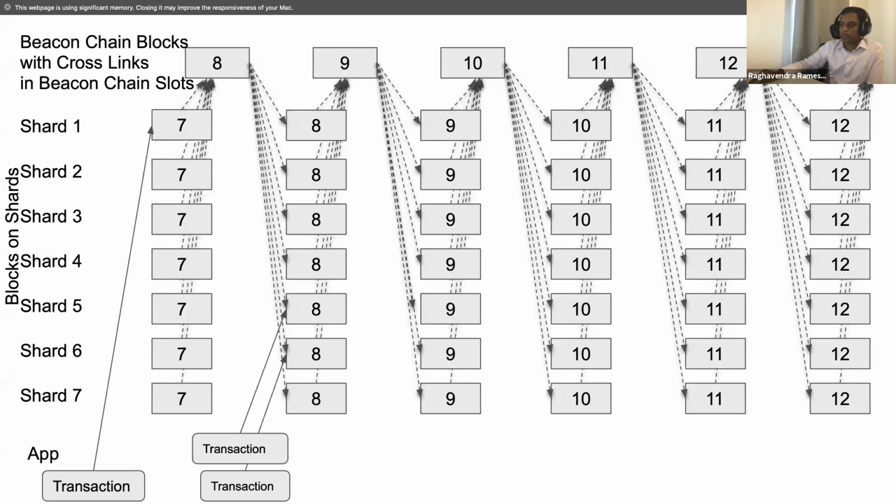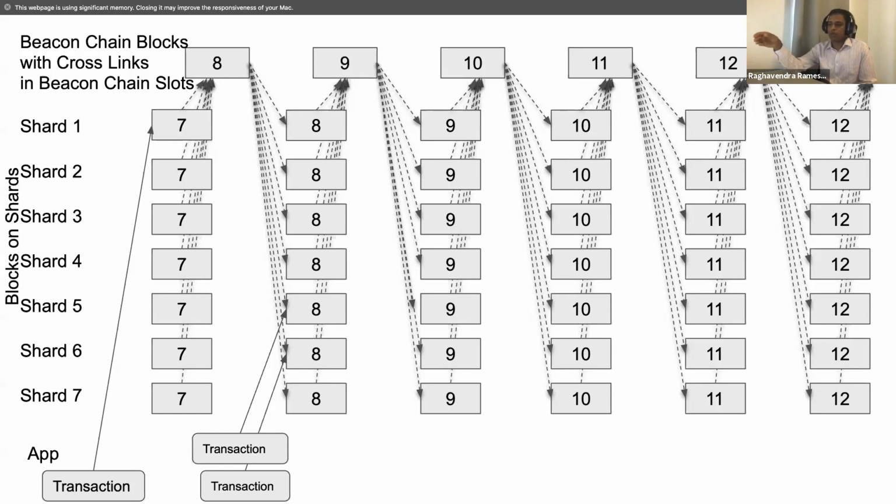So is that clear to everyone? Yep. So as I said, let's look at this application towards the bottom of the diagram. It can submit a transaction on shard 1. And the application will submit, let's say, other transactions on shards 5 and 6. But the application wants to communicate some information from the first transaction to the second and third transactions.